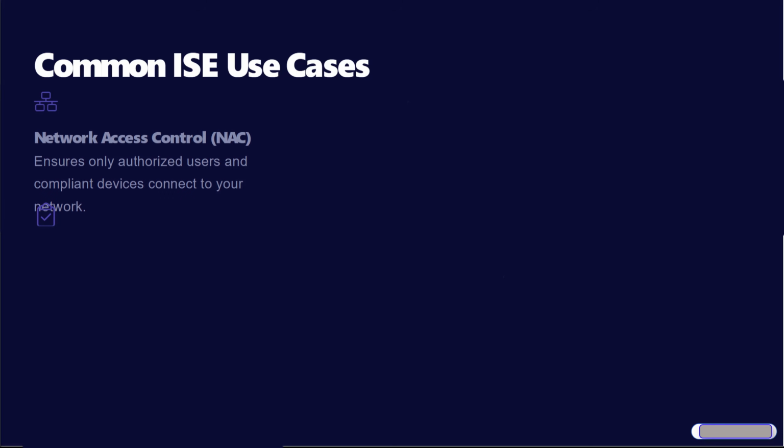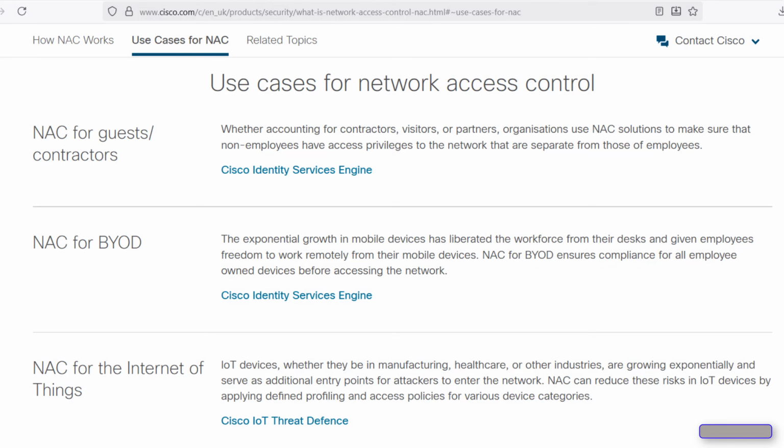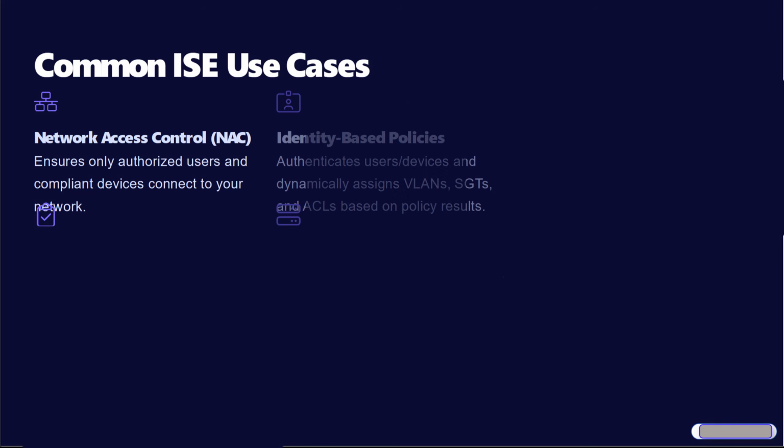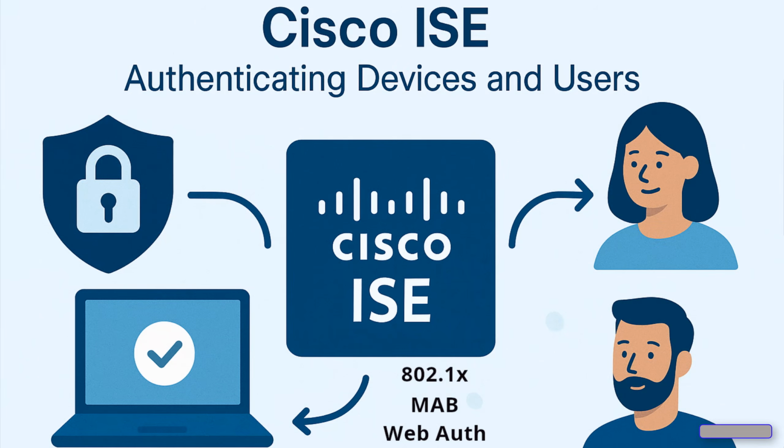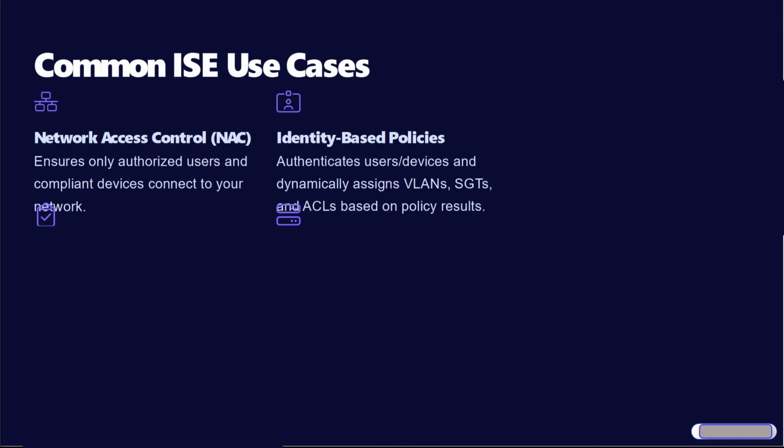And the very top one is network access control, which ensures that only authorized users and compliant devices can connect to the wired, wireless or VPN network. NAC enforces policies based on who the user is, what device they are using and where from. The second most common use case is identity-based access policies. So it uses protocols like 802.1X, MAC authentication bypass and WebAuth to authenticate devices and users. And identity-based access policies do the assignment of dynamic VLANs, security group tags, and ACLs based on policy results.